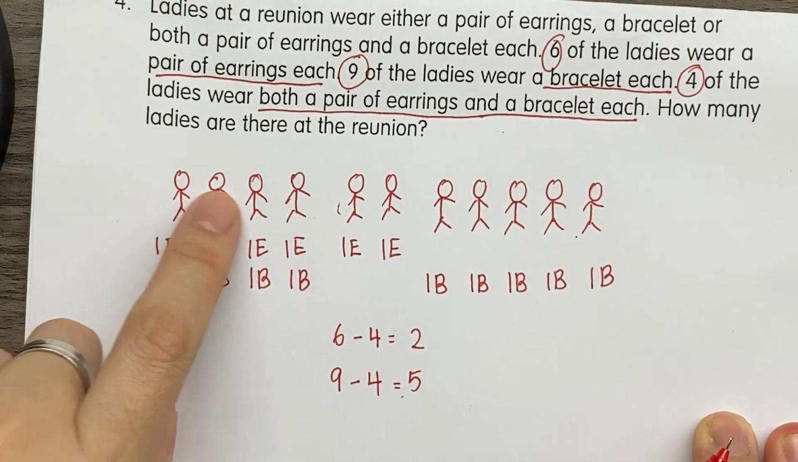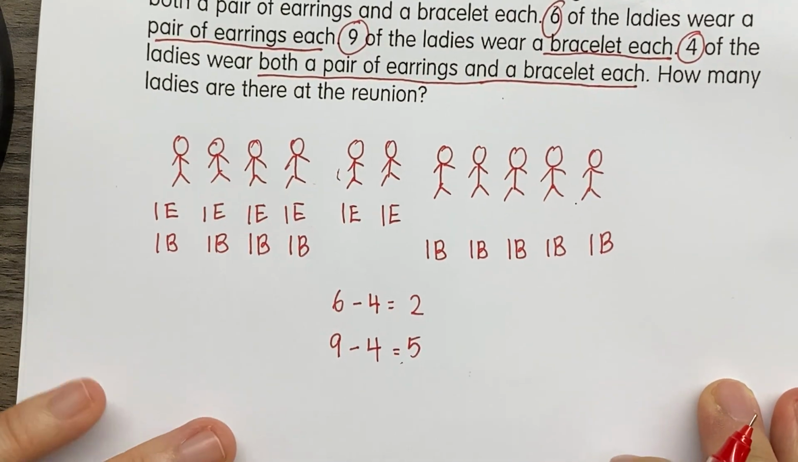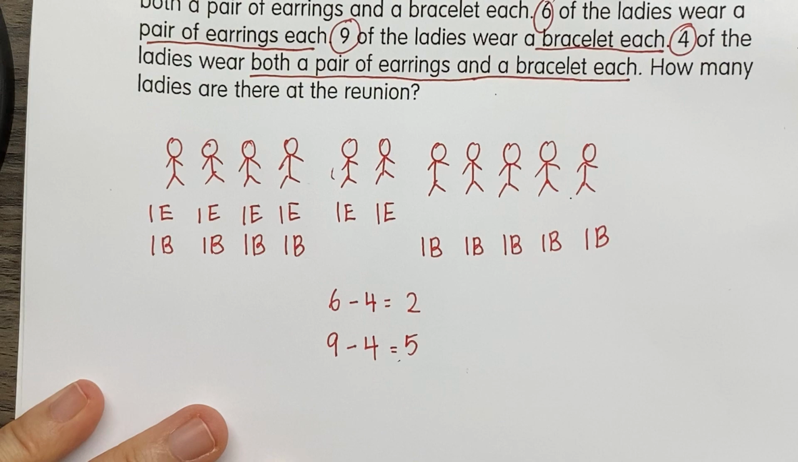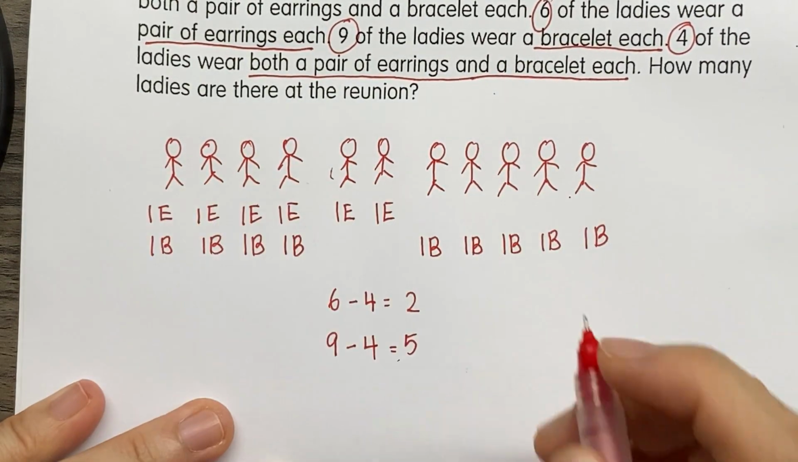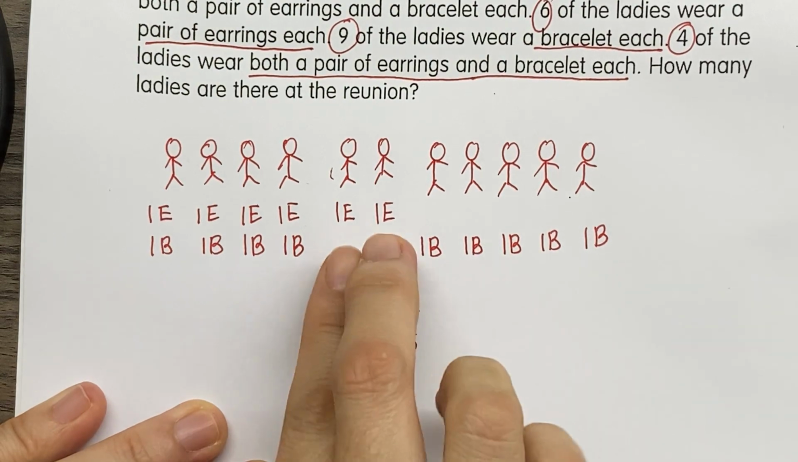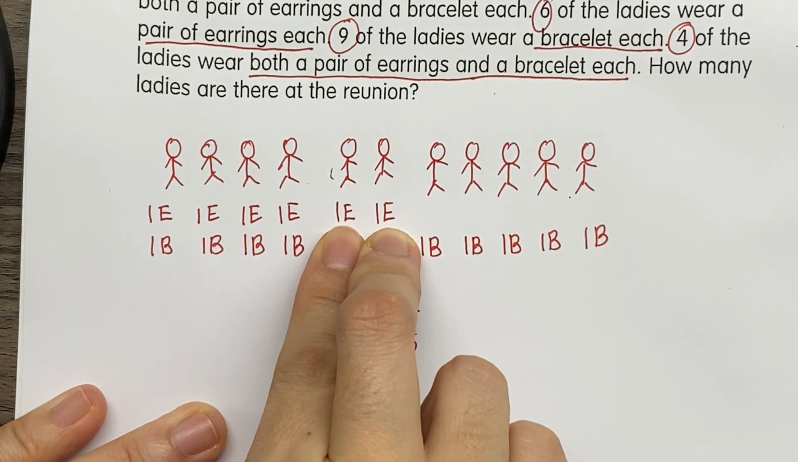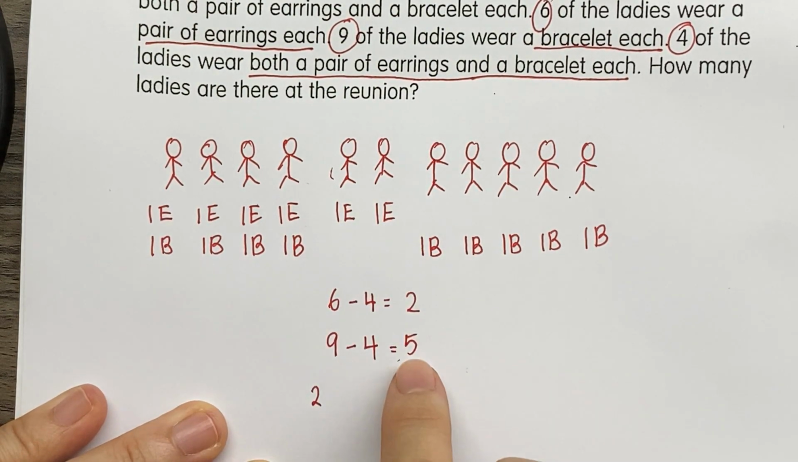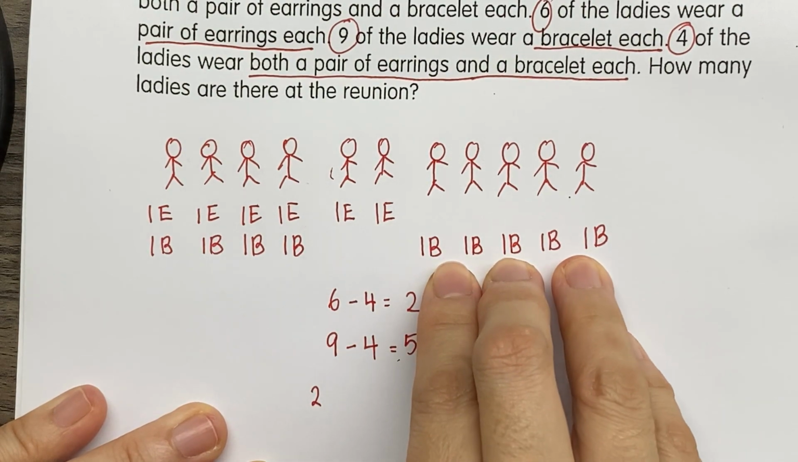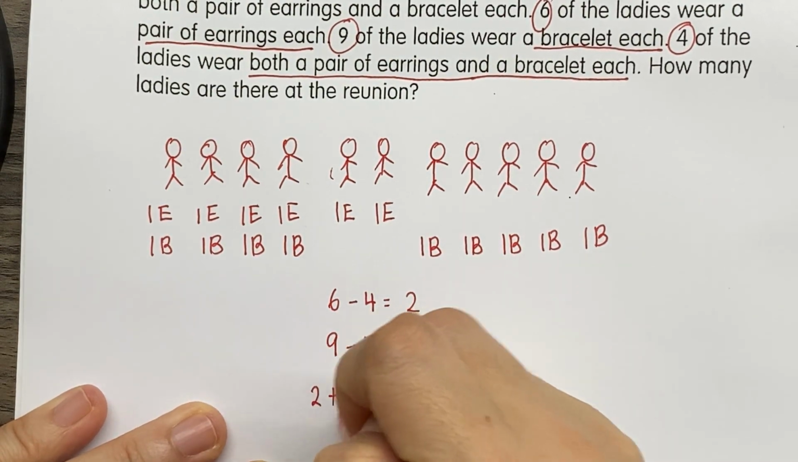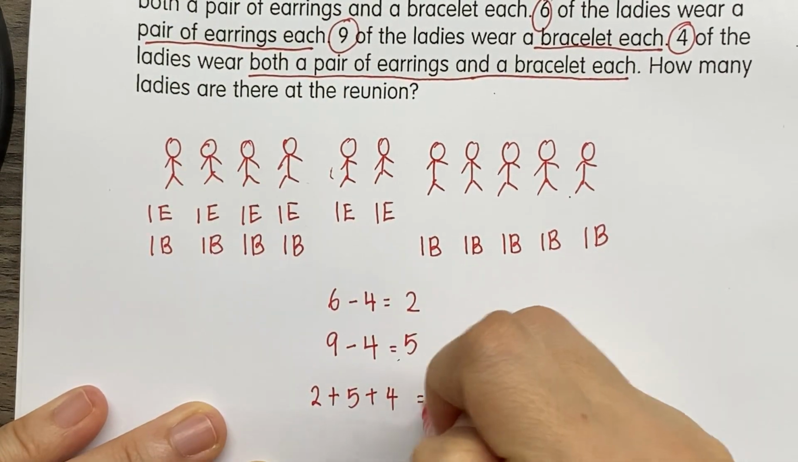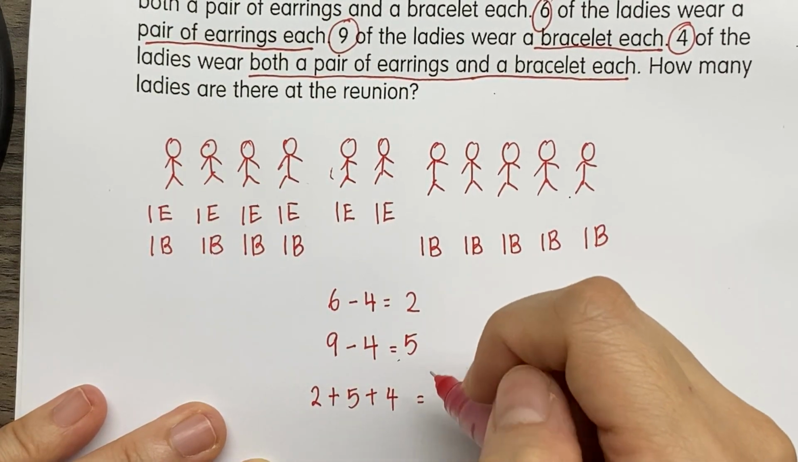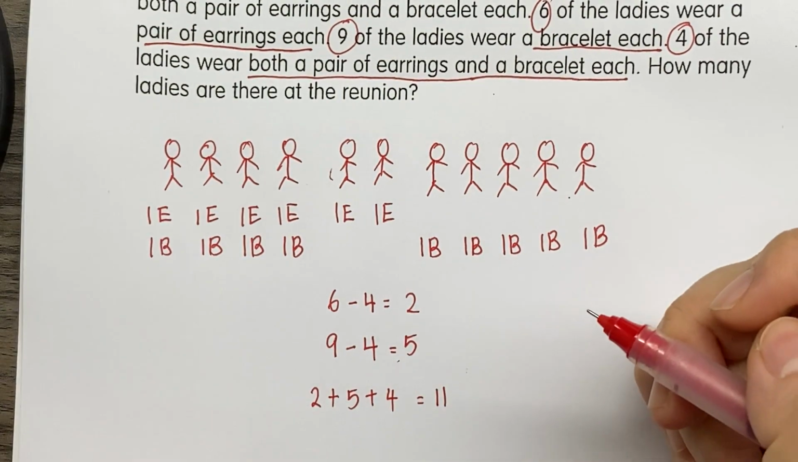Okay, now if you can do a count, you would already have gotten the answer. But we also need to check whether the equation adds to the same number as we do a count. So now I would have 2 because these 2 represent the 2 ladies that wore only earrings. I have these 5 ladies who wore only bracelet, and I have these 4 ladies here who wore both of the accessories. So I would have 2 plus 5 plus 4. I'll get a total of 11.